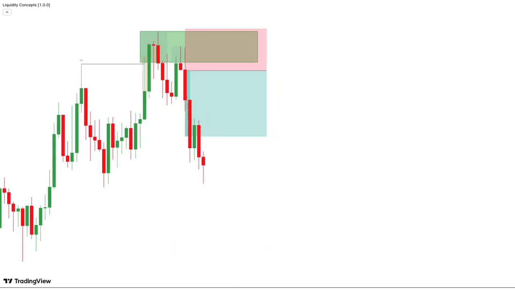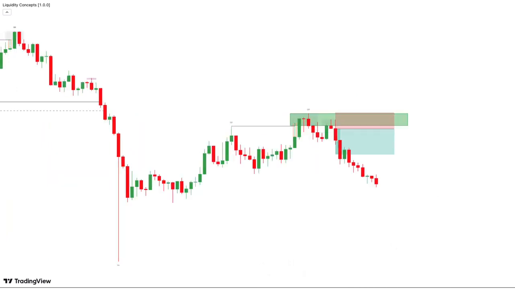Let's see what happened with this trade. We can see this trade easily won.